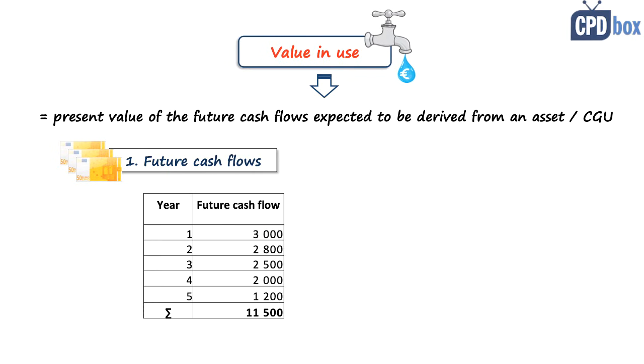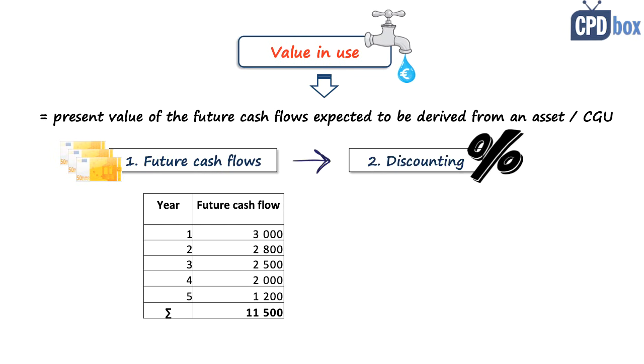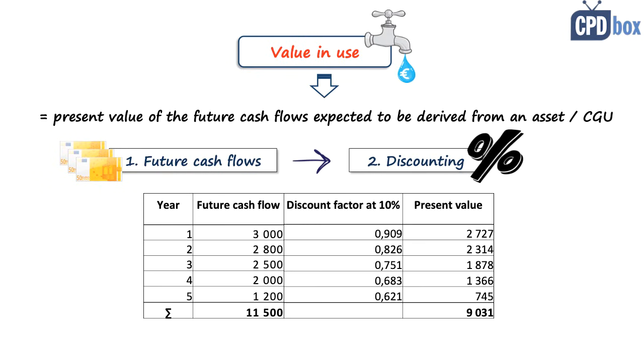And it's good to do it in a table. So this table would list cash flows separately for each period, mostly a year, but it could be shorter if it's convenient and necessary. And once you have your cash flows in a table, it's necessary to select an appropriate discount rate and discount these future cash flows using that rate. The sum of the present values of cash flows in individual years is then value in use.